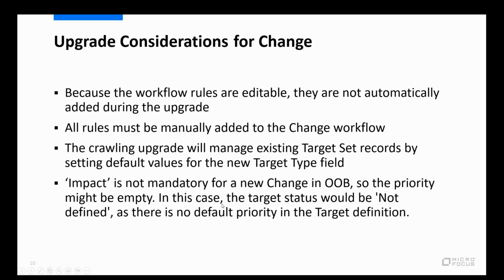And so because the definition for the target sets is around the priority, the target status would be not defined because there's no default priority in the target definition. So just things to consider when you're upgrading. If you always want that target set applied, you could do some rules to make sure there is a priority set, but in a lot of cases, there's not in the out-of-box system.